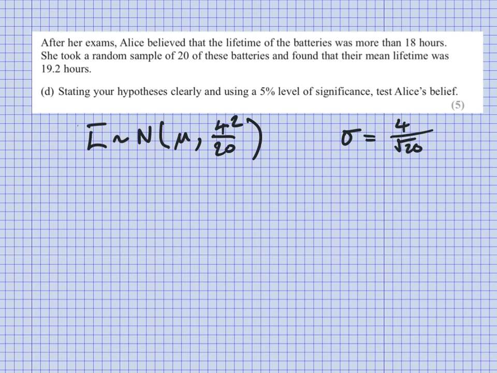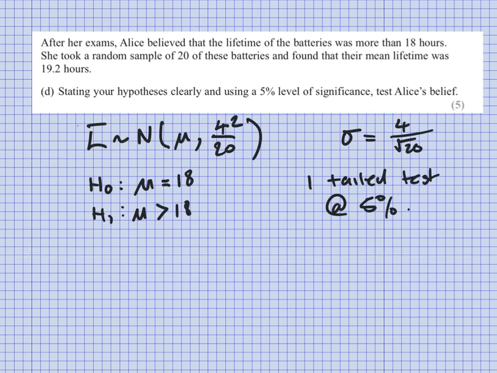Okay? Right. So we have to state our hypotheses. H naught is going to be that mu is equal to 18, and H1 is going to be that she thinks it's more than 18. So now this is a one-tailed test at 5%. So we need to find the probability that L bar is greater than 19.2.